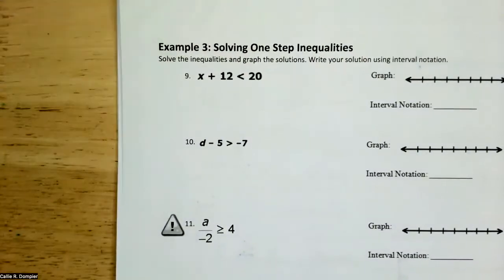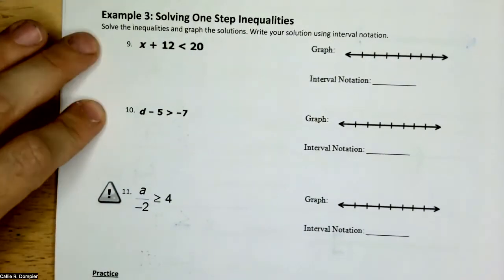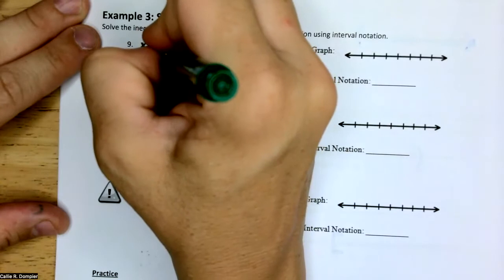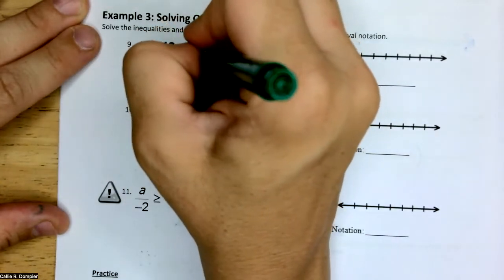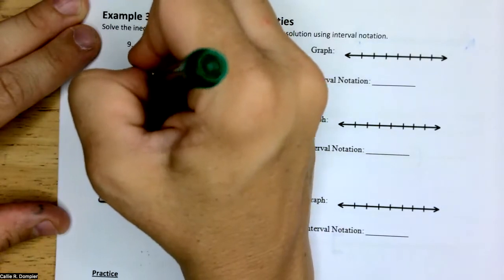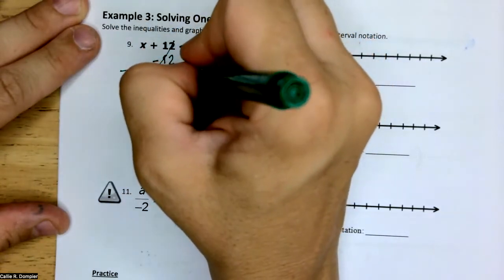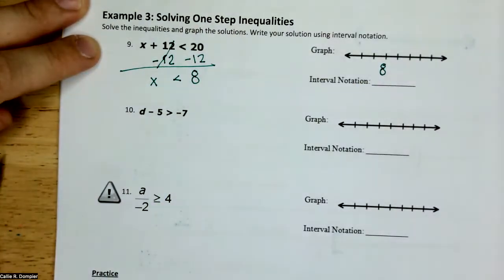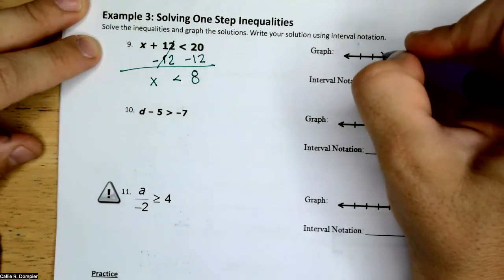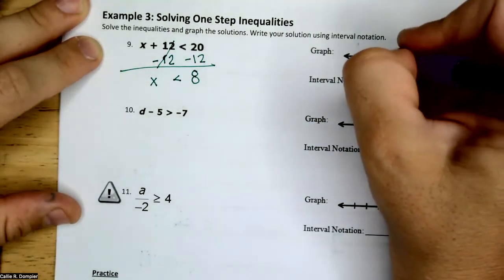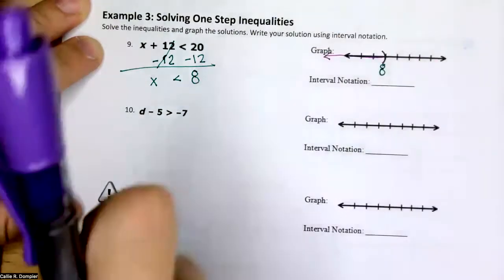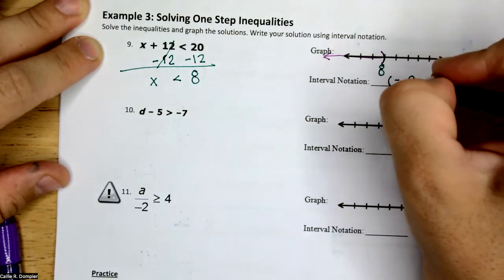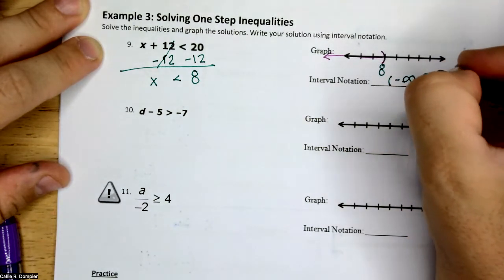All right, these are one-step inequalities. So you're just going to do one step and then you're going to graph it and put it in interval notation. X plus 12 is less than 20. So we'll subtract 12 because what we want to do here is get the x alone. X is less than 20 minus 12 is 8. X is less than 8 means I find 8. Use a parentheses and go in this direction, the less than direction. So my interval notation says it starts at negative infinity and goes until 8.